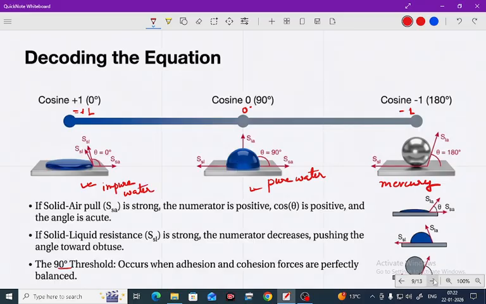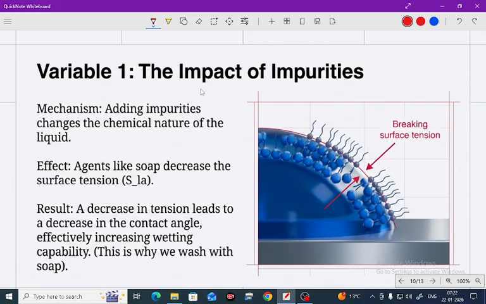The next important thing is variable one, the impact of impurities. Mechanism: adding impurities changes the chemical nature of the liquid. Effect: agents like soap decrease the surface tension. Result: a decrease in surface tension leads to a decrease in the contact angle, effectively increasing wetting capability. This is why we wash with soap.